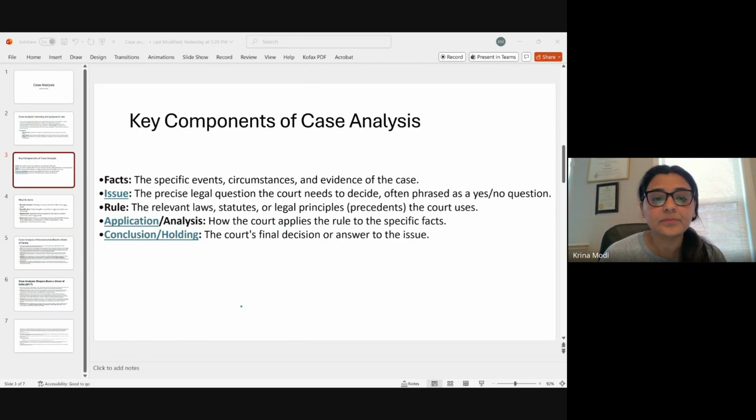Application. How the court applies the rule to the specific facts. The rules of employer-employee relationship, the rules of independent contractors, all these rules come into the picture. The judge will apply these rules to our issue, the issue being whether Uber is liable in this auto accident case. And then that's the final conclusion. Any questions so far?